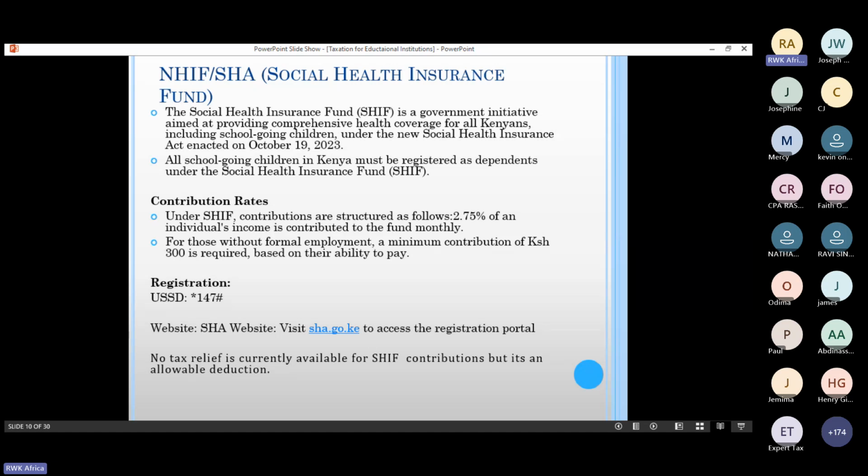So it's good to note that there is no relief under the SHIF. So when doing the pay as you earn, we do it accurately. We should not have that 15% relief.